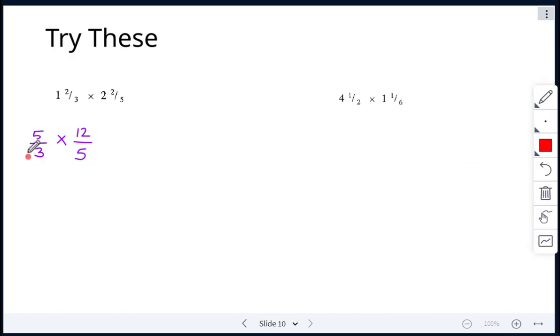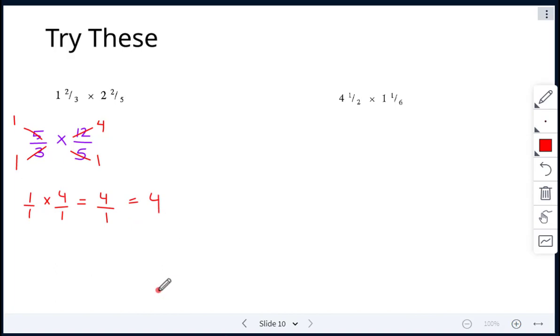All right, so 5 and 5 can both be reduced to 1 and 1. And then 3 and 12, greatest common factor is 3. So this would be 1, and then 12 divided by 3, that's 4. So if you look at this now, you're left with 1 over 1 times 4 over 1. Then you can multiply that. 1 times 4 is 4, and then 1 times 1 is 1. And remember that any number over 1 is just the numerator itself, so the answer would be just 4.